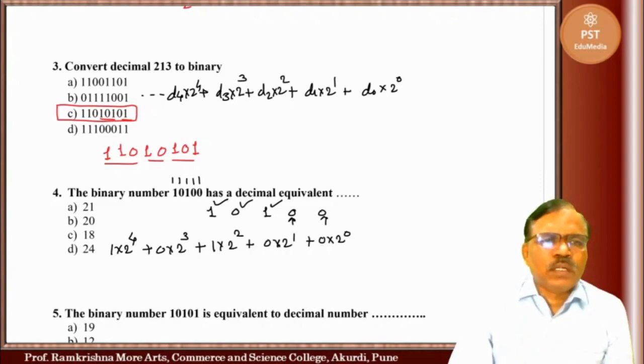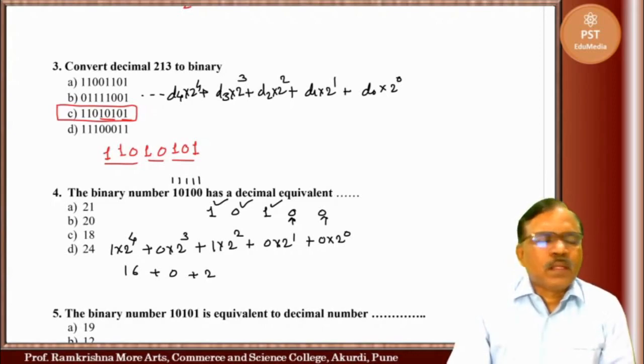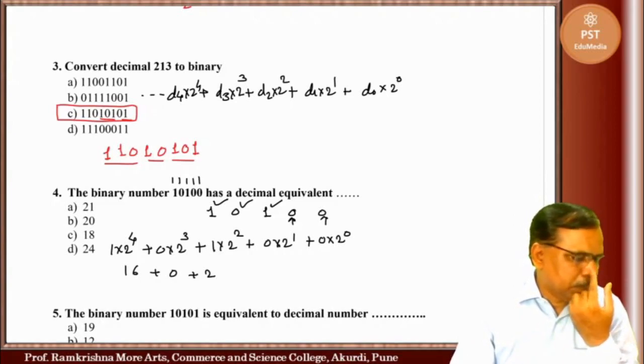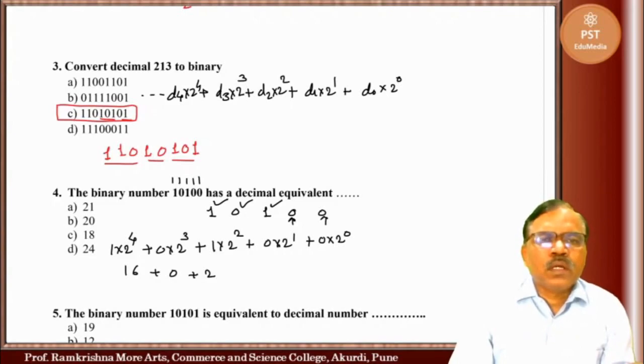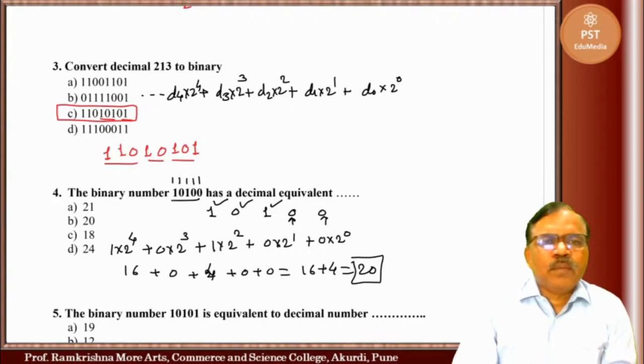Now 2 raised to 4 is 16, plus 2 raised to 3 is 8 into 0 is 0, plus 2 squared, that is 4. So 16 plus 0 plus 4 plus 0 plus 0. So you will get 16 plus 4 and that is 20. So the number equivalent to this is 20.